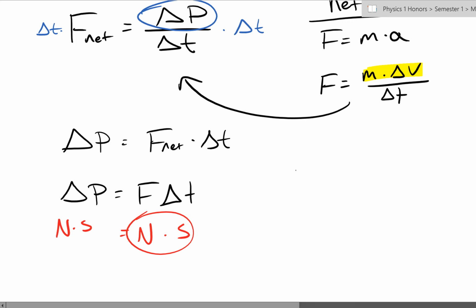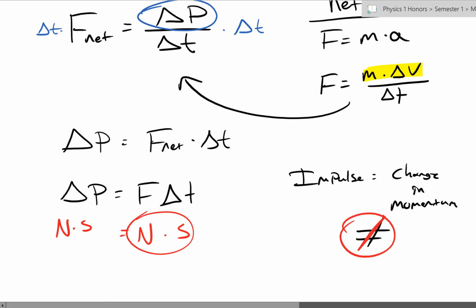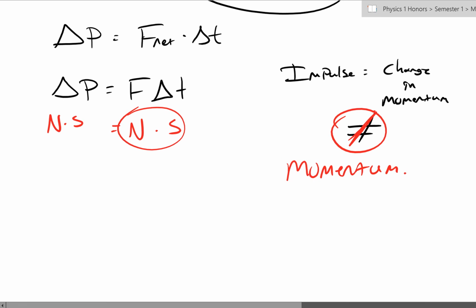Now, impulse is different than momentum, and that's because impulse is only the change in momentum. Change in momentum. Right? It is absolutely not equal to momentum. Because the impulse just tells us how much the momentum changed by, not how much momentum something has.